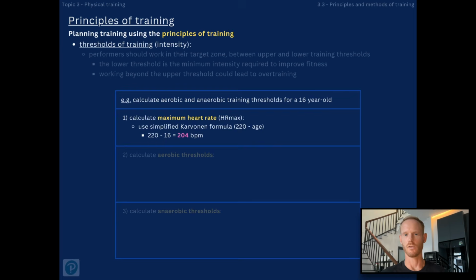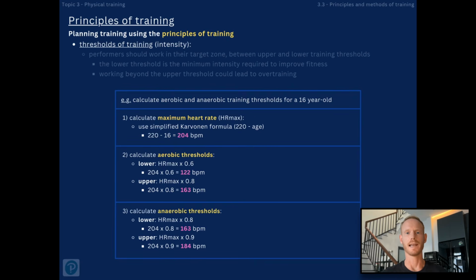To calculate training thresholds, start by working out your maximum heart rate using the simplified Karvonen formula, which is 220 minus your age. The example given here is for a 16-year-old. Their maximum heart rate is 220 minus 16, which is 204 beats per minute. To calculate their aerobic training zone, multiply maximum heart rate by 0.6 to get the lower threshold and by 0.8 to get the upper threshold. To calculate their anaerobic training zone, multiply maximum heart rate by 0.8 to get the lower threshold and by 0.9 to get the upper threshold.